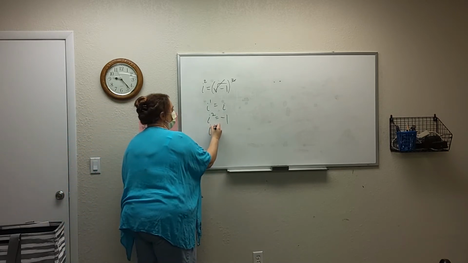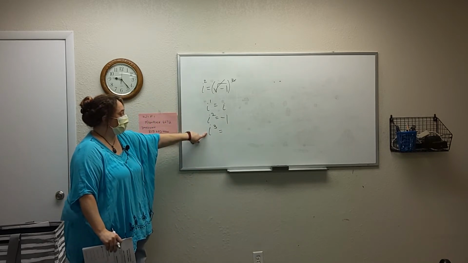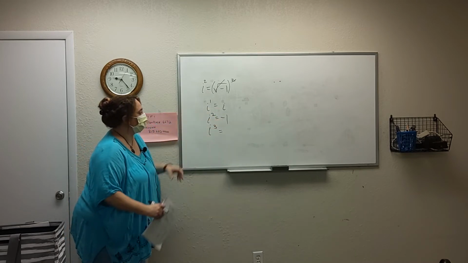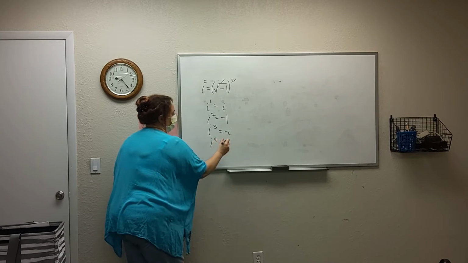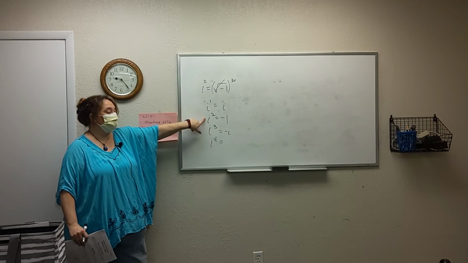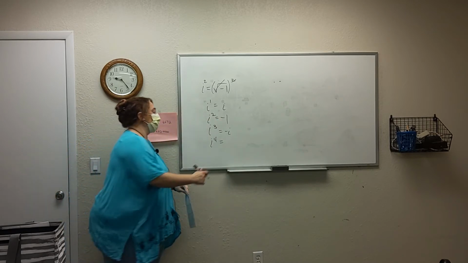i to the third, well, i to the third, that means I have 3 i's. So that means I have i to the first times i to the second. So I have i times -1. So that's -i. i to the fourth, that's 2 i squareds. So that's i squared times i squared. It's -1 times -1, that's +1.